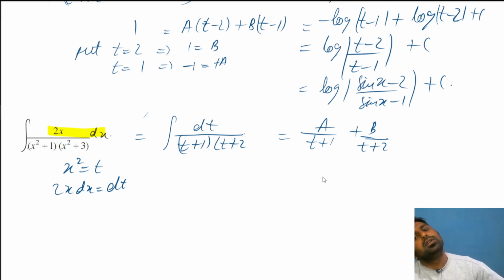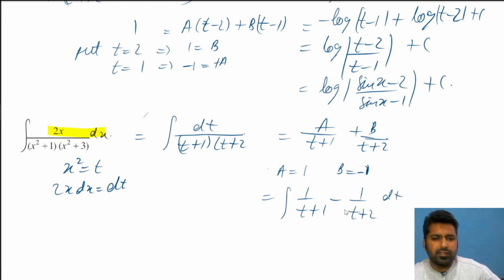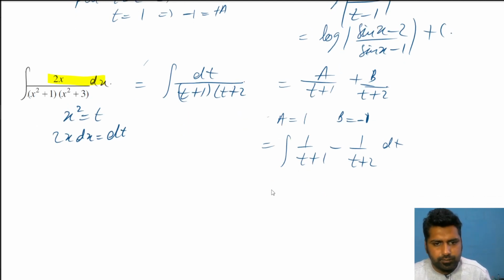If you put, yes, t plus 2, t plus 1, no? So a will come 1 and b will come minus 1. Minus 1 t plus 2 plus 1. This will work. So basically this is integration 1 upon t plus 1 minus 1 upon t plus 2. Okay. The point is they are very simple terms, so I have done them mentally. You can do normally partial fraction. I would have taught you. Okay. So t plus 2 minus t minus 1.